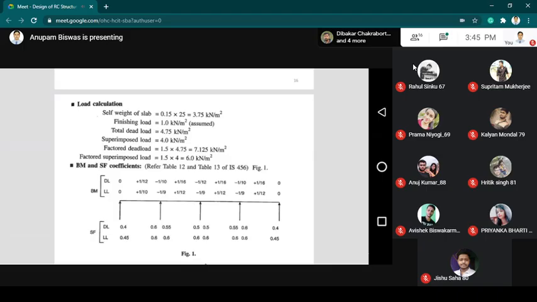So in this way, the next will be the mirror value of this value, because if you see the center of symmetry at the midspan, at the third support, from there both the ends will have similar values. So in this way we can obtain the different values of coefficient for every span, for every support of the continuous slab.